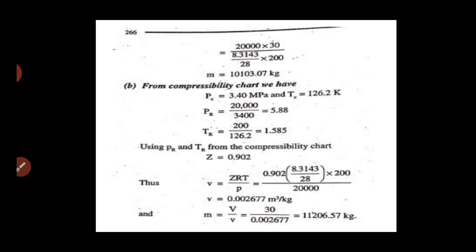Now you can see in these two solutions what we have found out. The mass of the gas in a 30 meter cube cylinder was 10,103 kgs, if you calculate using the ideal gas equation.